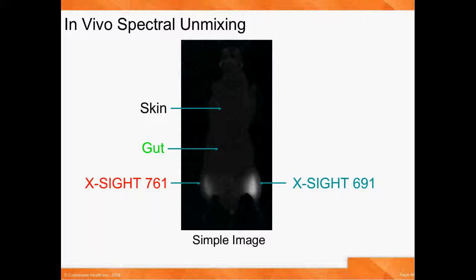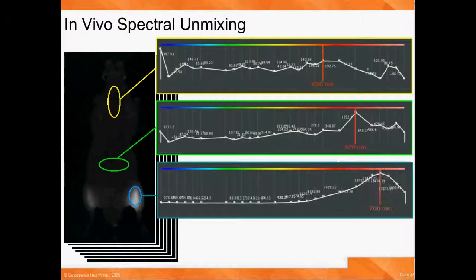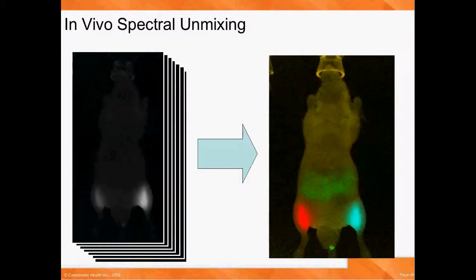The in vivo problem is obviously much more difficult, but still approachable. Here, the spectral unmixing will be utilized to remove the skin autofluorescence, gut autofluorescence, which isn't even visible in this image, as well as split out the fluorescence intensity from the Excite 761s and 691s. Again, a stack of images is required at different excitation wavelengths, and then deconvoluted into their component parts. Here, the skin autofluorescence is coded as yellow, the gut autofluorescence is coded as green, and the Excite fluorescence is coded in red and light blue.